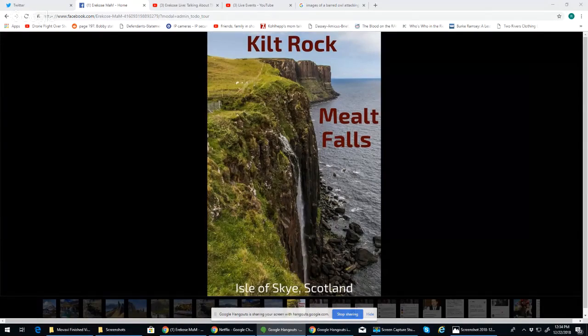Yeah, that's absolutely stunning. They've actually built now a platform, almost like a promontory, that you can step out on, and you're looking back on the waterfall, and it's absolutely fantastic. I mean, that's several hundred feet drop into the sea. Kilt Rock and the falls there.